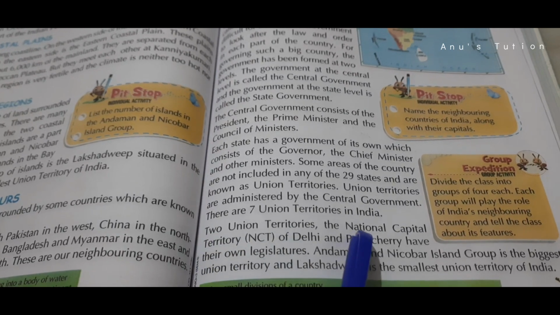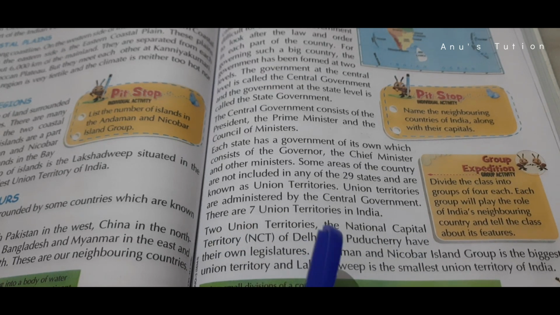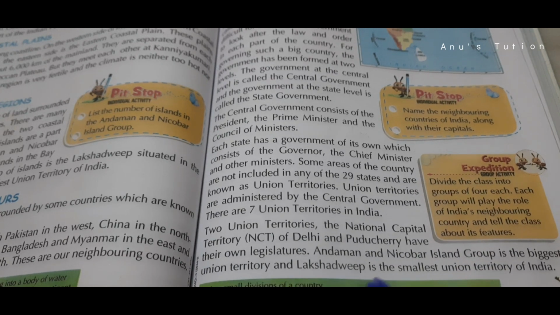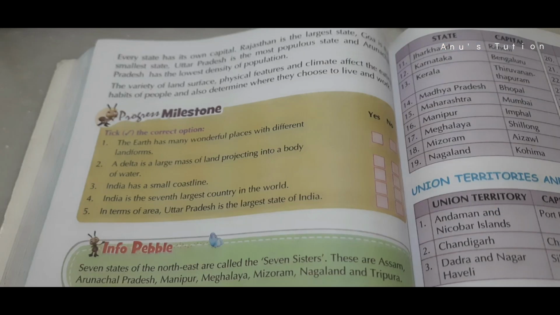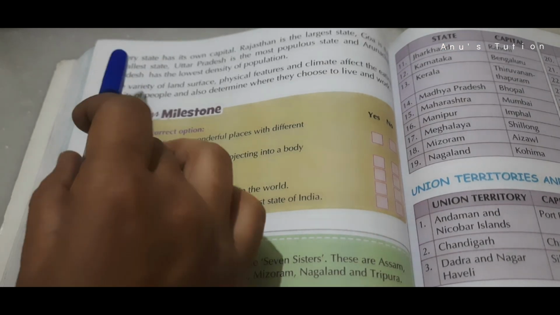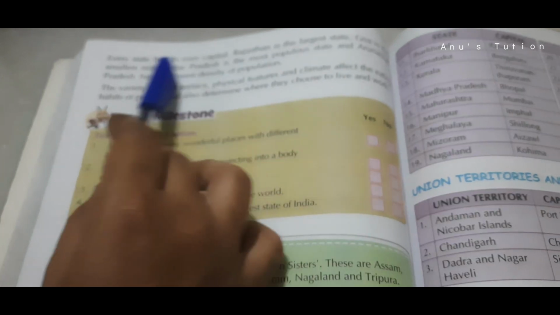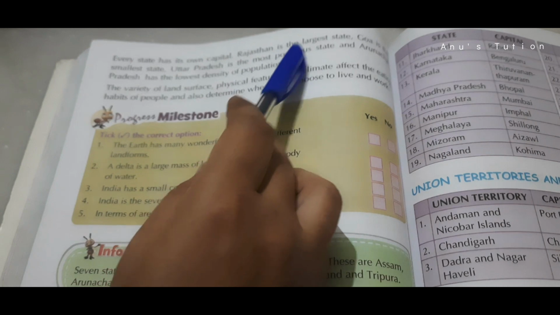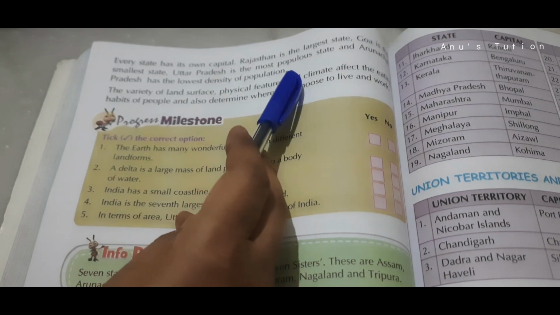Two union territories, the National Capital Territory of India and Puducherry, have their own legislatures. Andaman and Nicobar Island Group is the biggest union territory and Lakshadweep is the smallest union territory of India. Next, every state has its own capital. Rajasthan is the largest state, Goa is the smallest state, Uttar Pradesh is the most populous state and Arunachal Pradesh has the lowest density of population.